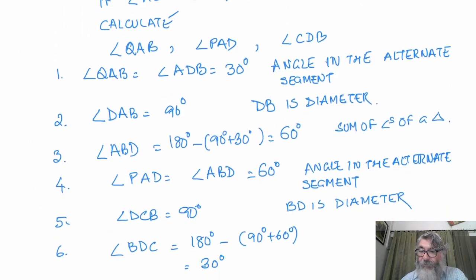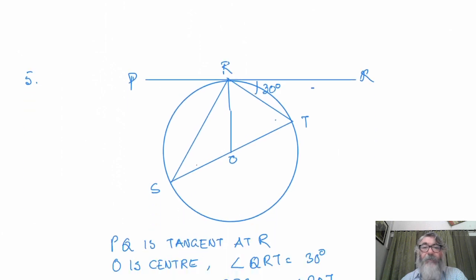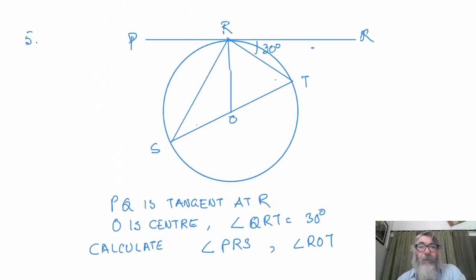Now let us see the next question. Again the tangent is drawn and a chord is there. You can see the tangent of the circle PQ is tangent at R. At R, two chords are there. RS is also there, RT is also there. And he has given you angle, this is angle Q actually.